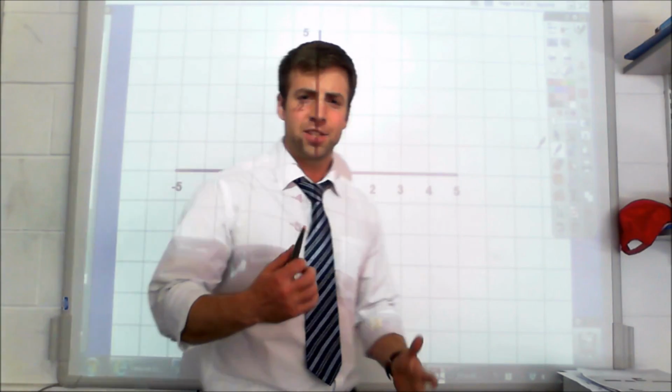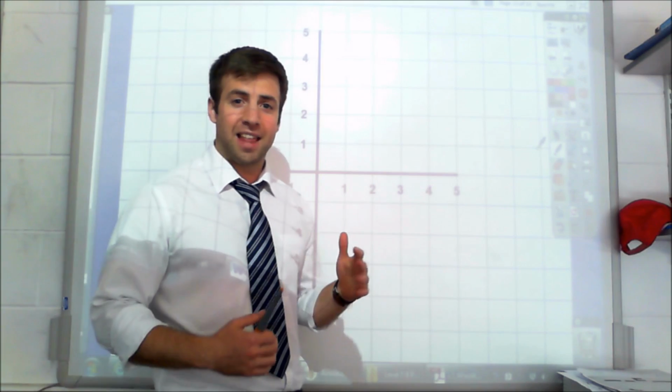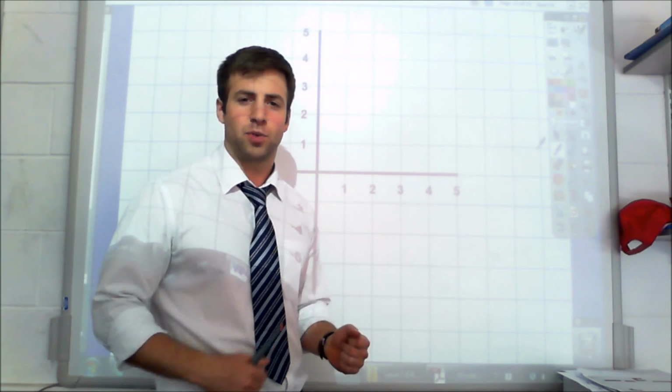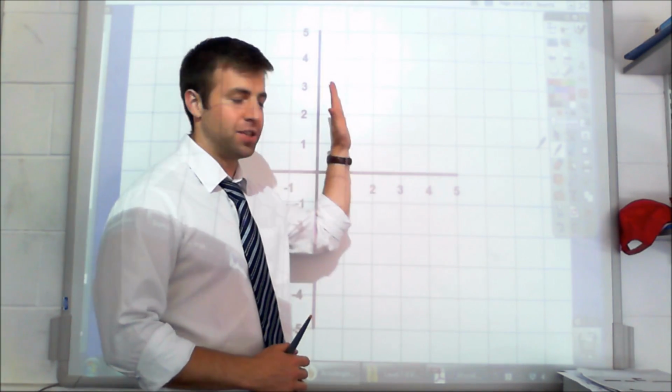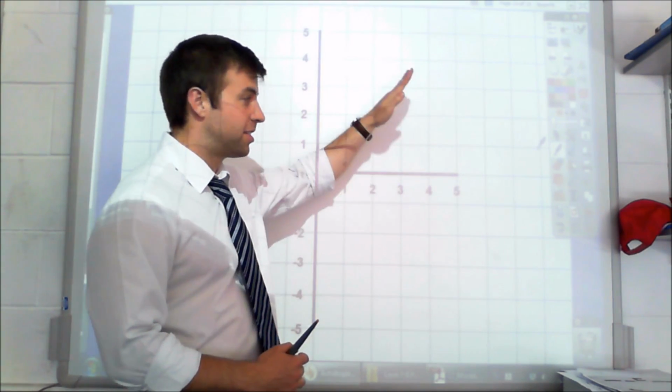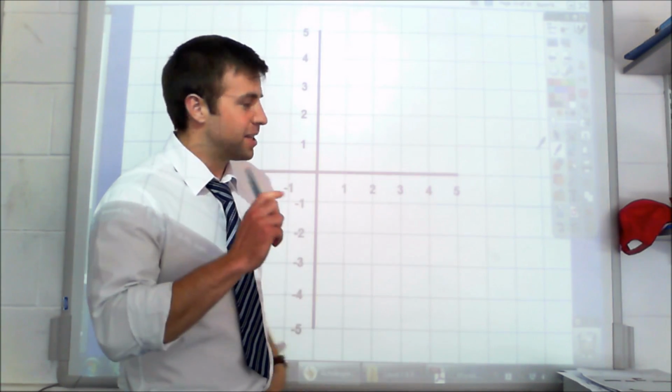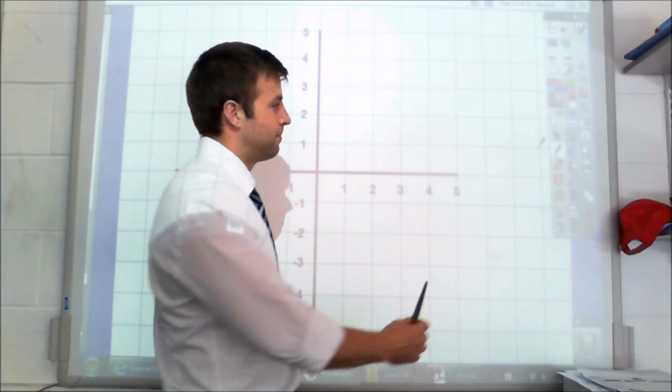Hello there. What we're going to be doing in this lesson is starting to look at the equations of some graphs. So we're going to start with some horizontal and vertical graphs, and then we're going to move on to some sloping graphs. So let's start with a vertical graph.